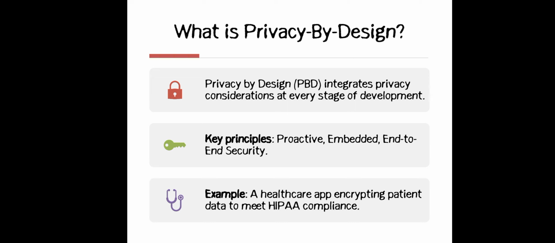Key principles: proactive means anticipate and prevent privacy risks before they occur. The second one is embedded. It means that privacy is built into the system by default, not added later. And the third one is end-to-end security. End-to-end security ensures data protection throughout its life cycle, from collection to deletion.